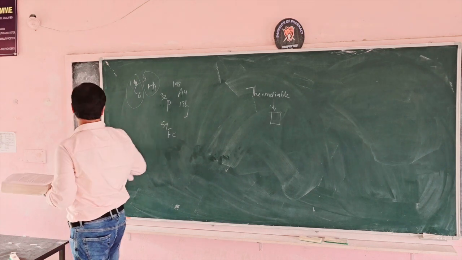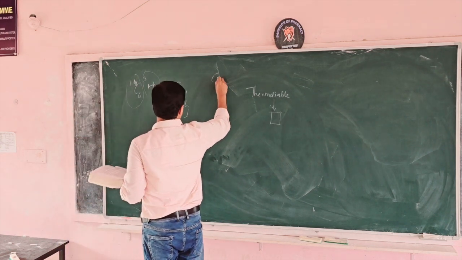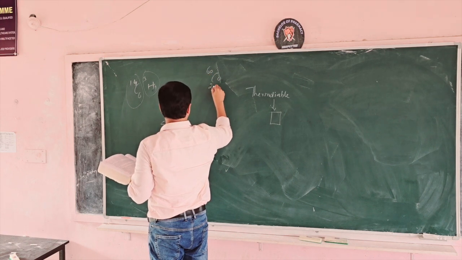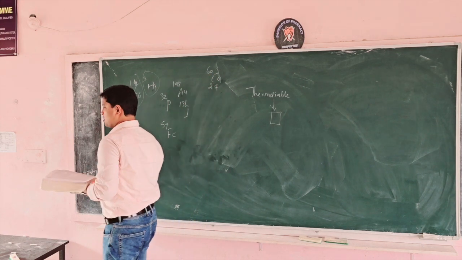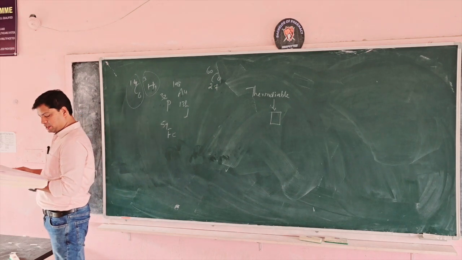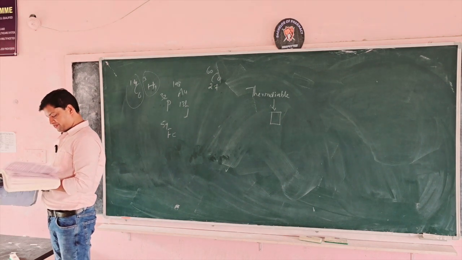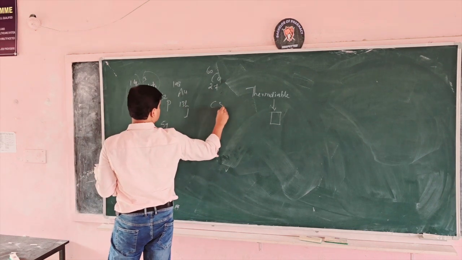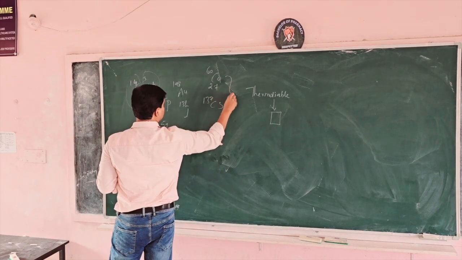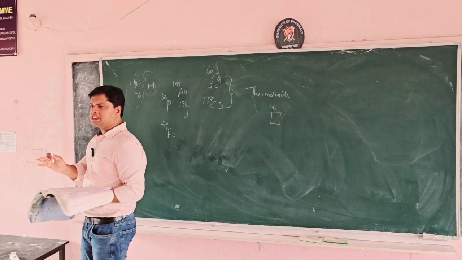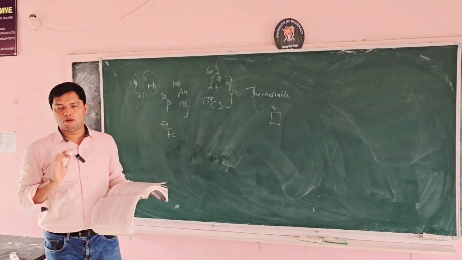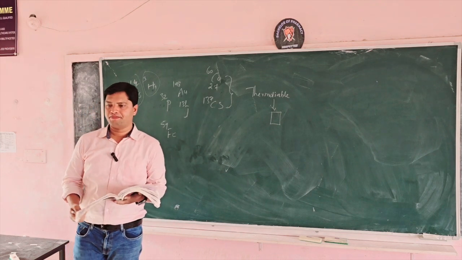What is the isotope we use for sterilization? Cobalt-60 (27Co) or cesium-137. These two are used for sterilization. Very, very important GPAT question. Sterilization isotopes: cobalt and cesium.